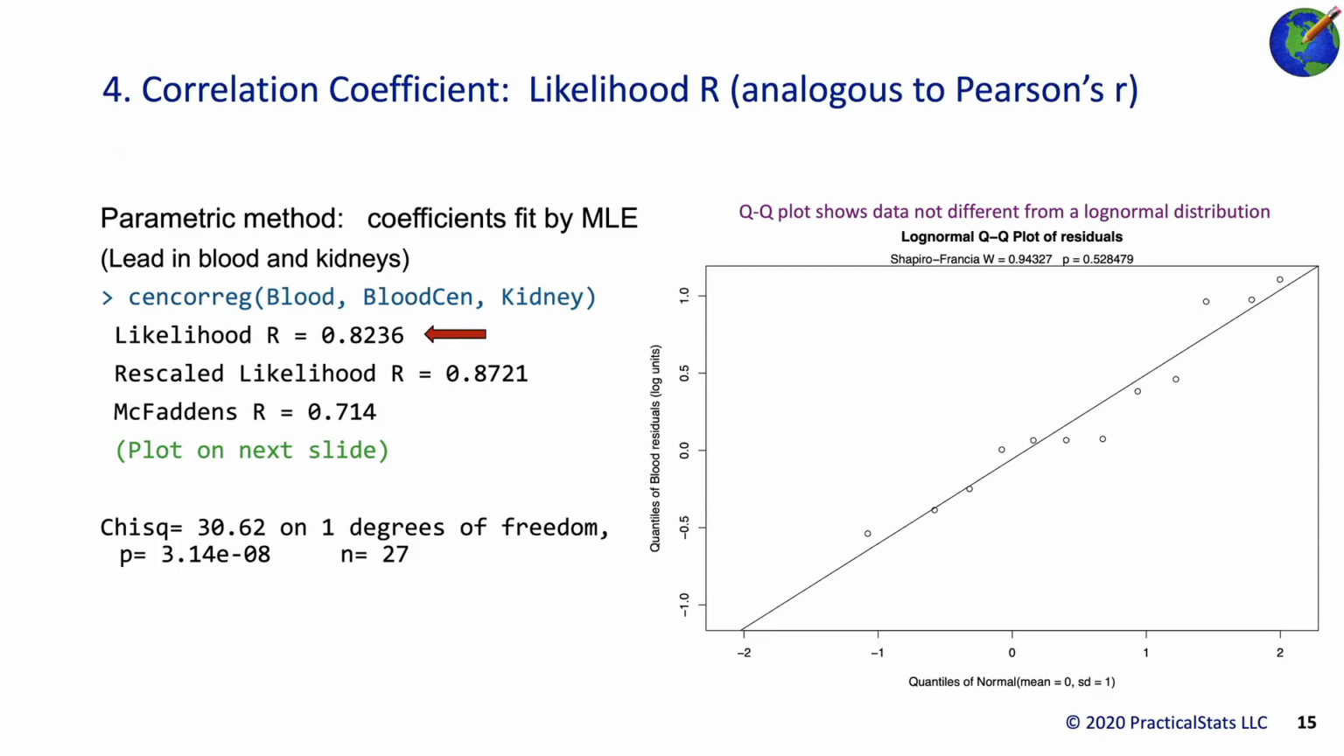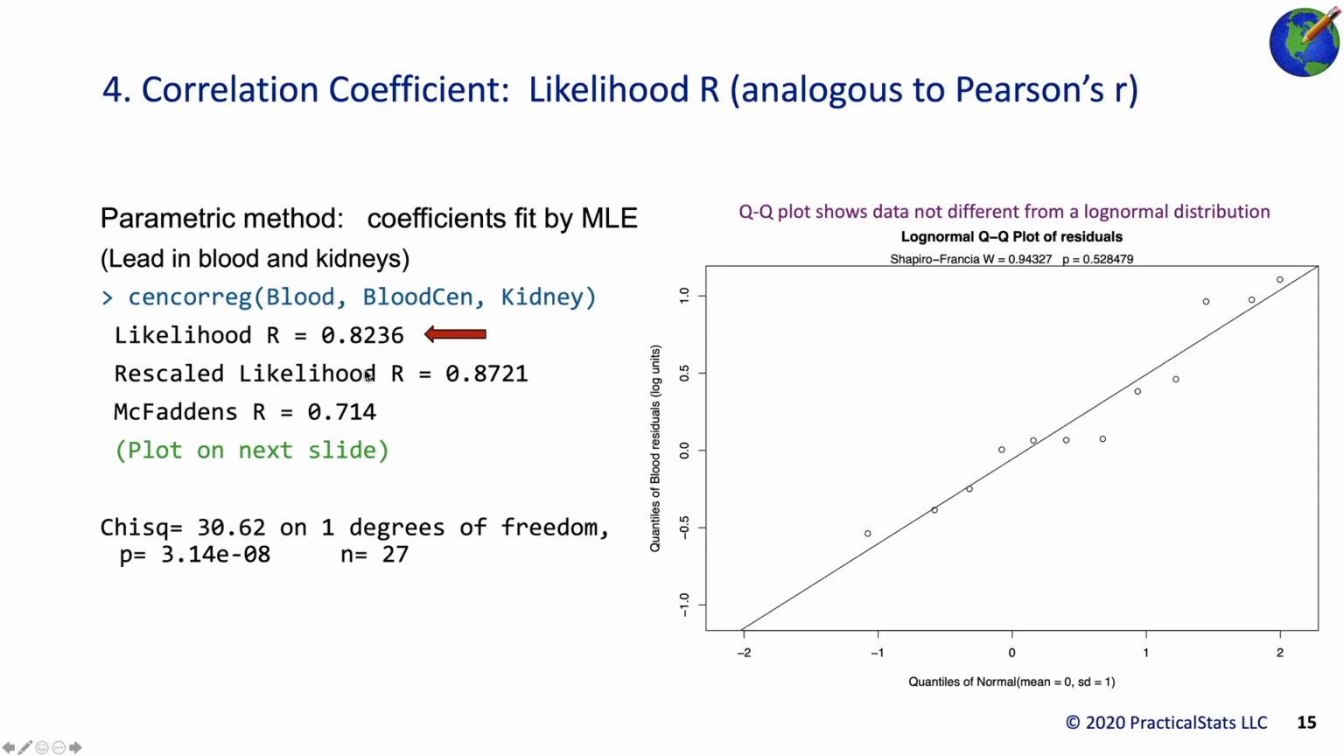Okay, moving on to correlation. Without substituting anything, you can compute a correlation coefficient that's a lot like Pearson's r, called likelihood r, and its value, this is not the plot of the data, by the way, is 0.82. So it tells you that there's a fairly strong correlation between these two variables, which are the lead in blood and the lead in kidneys. This is in herons, I believe.